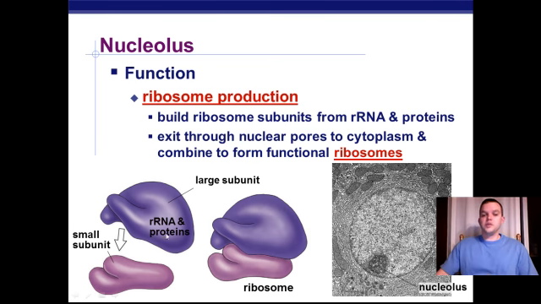Once the subunits get made, you can't have it be one big unit because then it's not going to be able to fit through those pores. So you have two separate parts of the ribosome that get made. They then can pass through the nuclear pore and they can go out to the cytoplasm where they can either be found just floating around in the cytoplasm, or you'll find them attached to other things, primarily the endoplasmic reticulum.